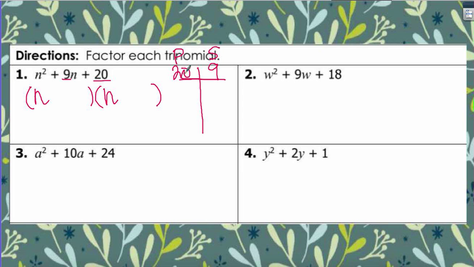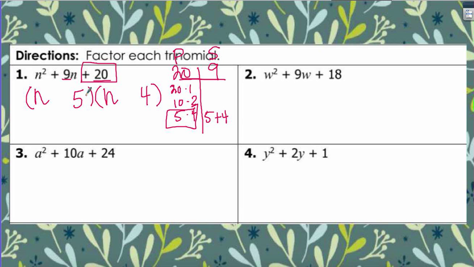So my options for 20: I've got 20 times 1, 10 times 2, 5 times 4. But I want to know which one actually adds up to 9, and I see it's 5 and 4, because 5 plus 4 also adds up to 9. So I know that one of these was a 5 and one of these was a 4. You could have written them backwards, it's totally fine.